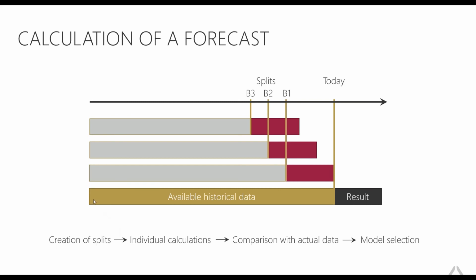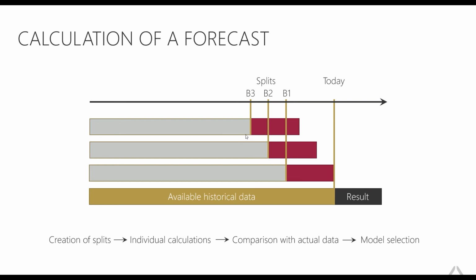The idea is that we consider all the available history, which is shown here in this golden area. And then we compute different splits. In this picture, we compute 3 splits. And then we do the forecasting routines for these 3 splits. And of course, then we have 3 results, which we can compare with the actual data. So we have a forecasting result from the past, which we can compare with the actual data from the present. This can be done 3 times or more than 3 times.